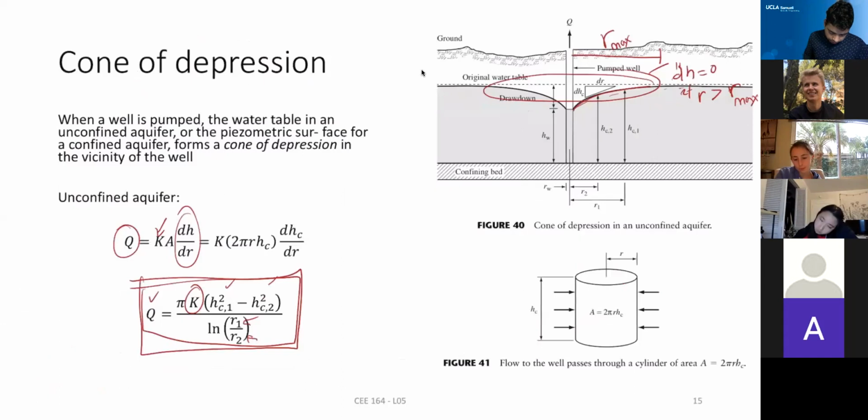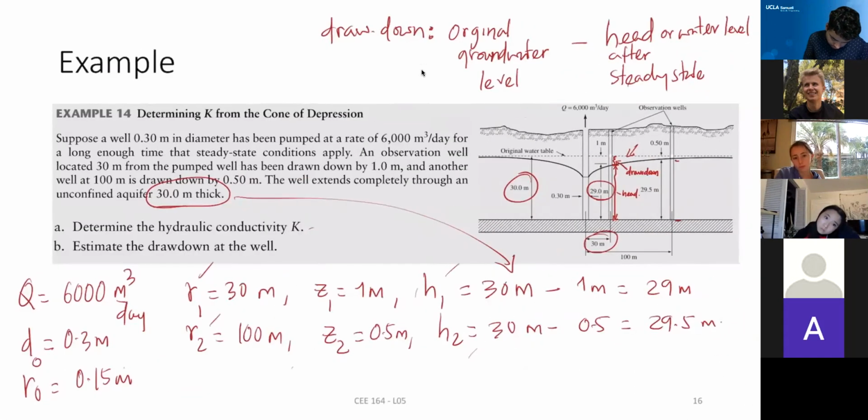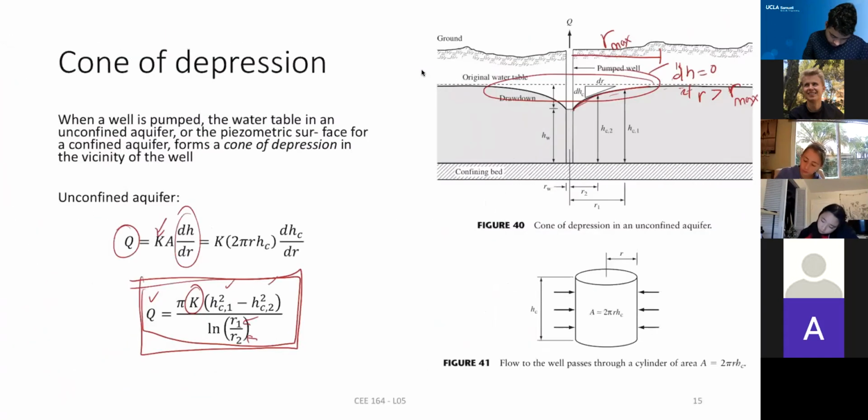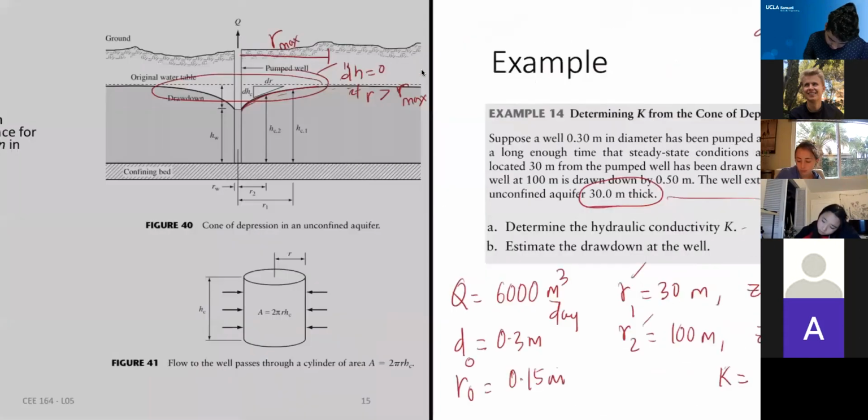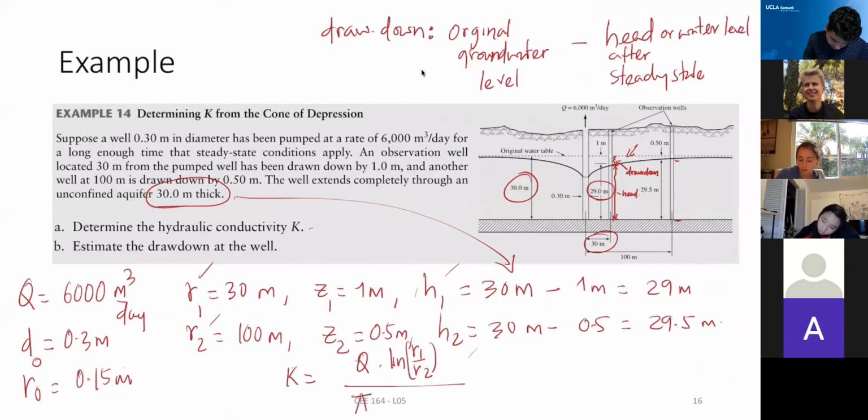So I'm just going to write here K equal to, if you see the equations, Q times ln(R1 by R2) divided by pi times (H1 square minus H2 square).